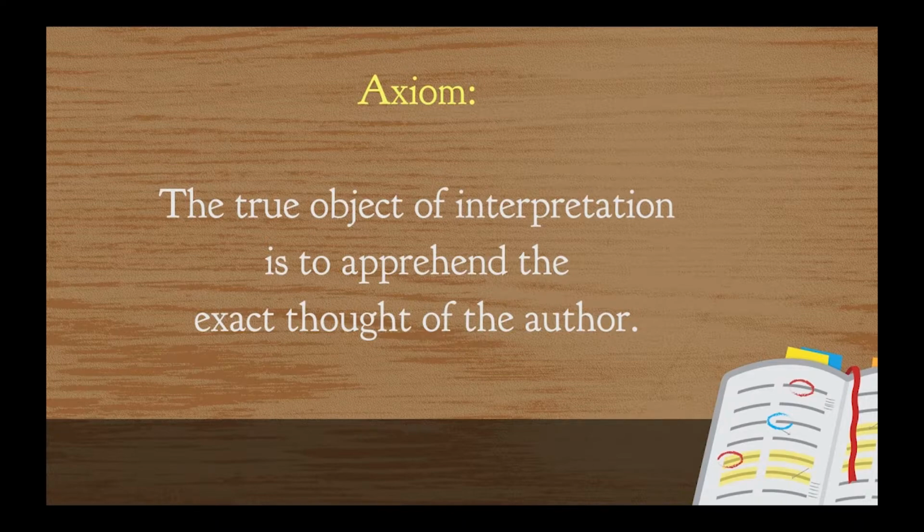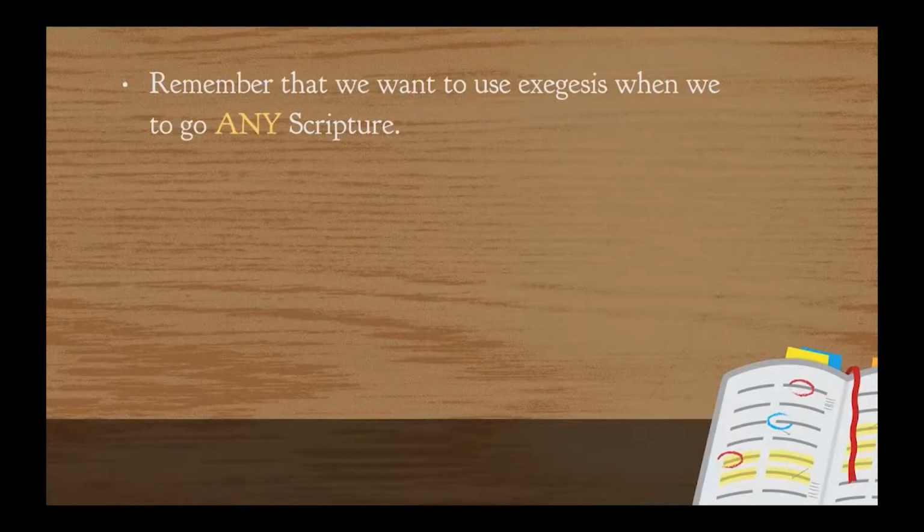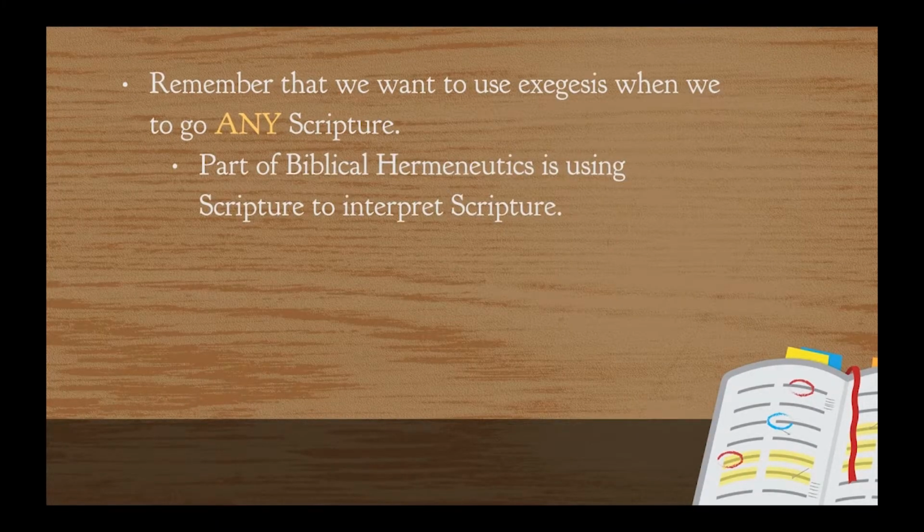We also want to remember that we want to use this axiom, no matter which scripture we look at. We want to remember the true object is to apprehend the exact thought of the author, no matter which scripture we go to. Now, what I mean by that is part of biblical hermeneutics is using scripture to interpret scripture. Since the Bible is perfect, we can sometimes look at how a word or phrase is used in one instance in order to interpret what it means in another instance.